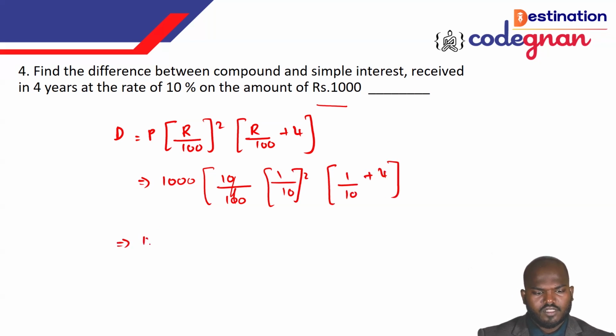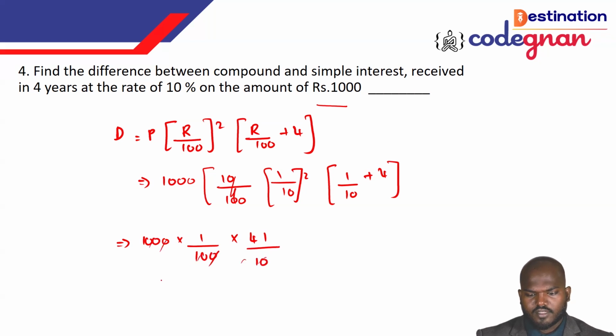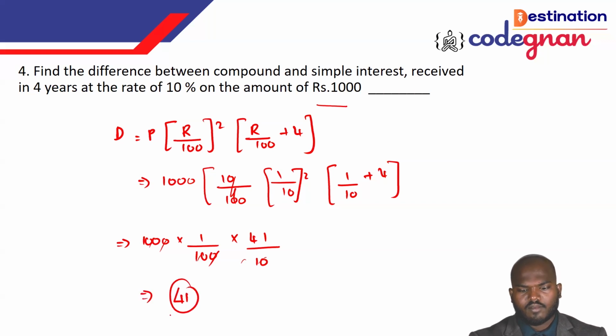If you work this out, that is 1000 times 1 by 100, times 41 by 10. So 100 gets cancelled with 100, and once you work this out, guys, you will get the answer 41. So 41 is the answer here. If you want to do this in a different way, you can also try it, and that will also give you the answer. Or else you have to do it individually every time, then only you can get the value. This is how we can derive the answer.